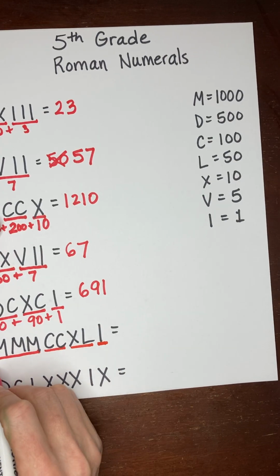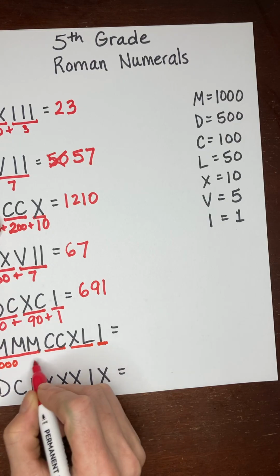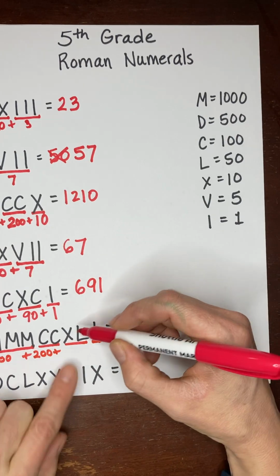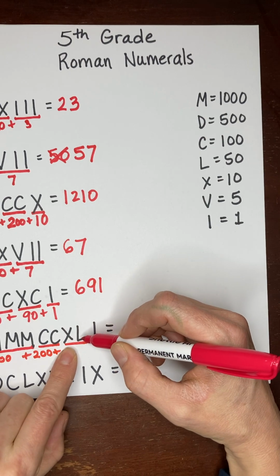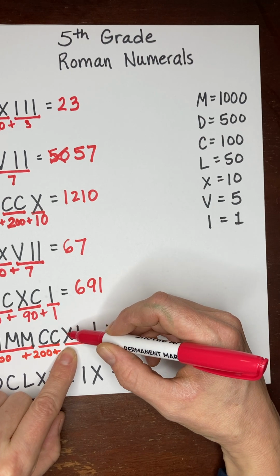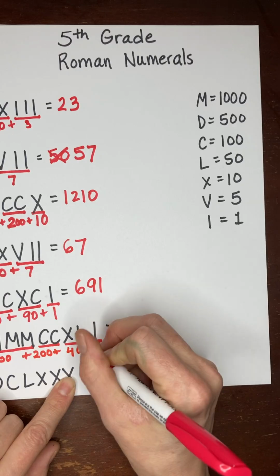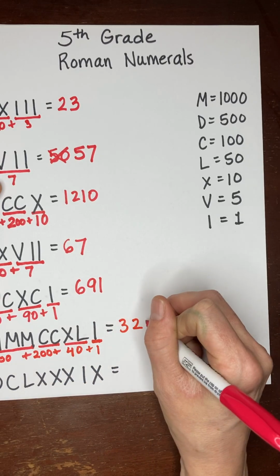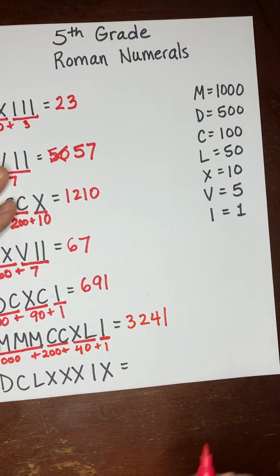We have 3 M's, so we have 3,000 plus 200. Okay, now we have a 10 and a 50 in the wrong order, so we're going to do 50 minus 10, which is 40, plus 1. So our final answer will be 3,241.